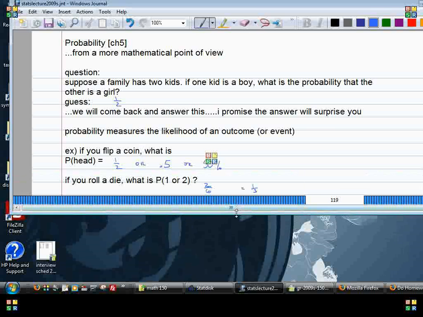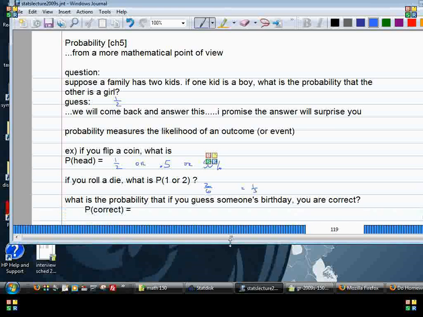Okay, now, what is the probability that if you guess someone's birthday, you're correct? Birthday is month and date. 1 out of 365. Make sense? Okay. And then also, again, for the purposes of this class, for simplicity, we're just going to assume that a year has 365 days. Forget leap years.